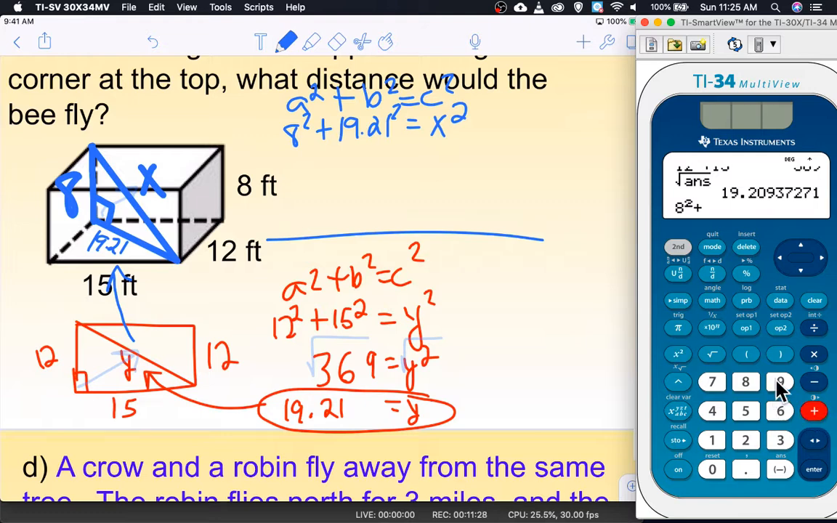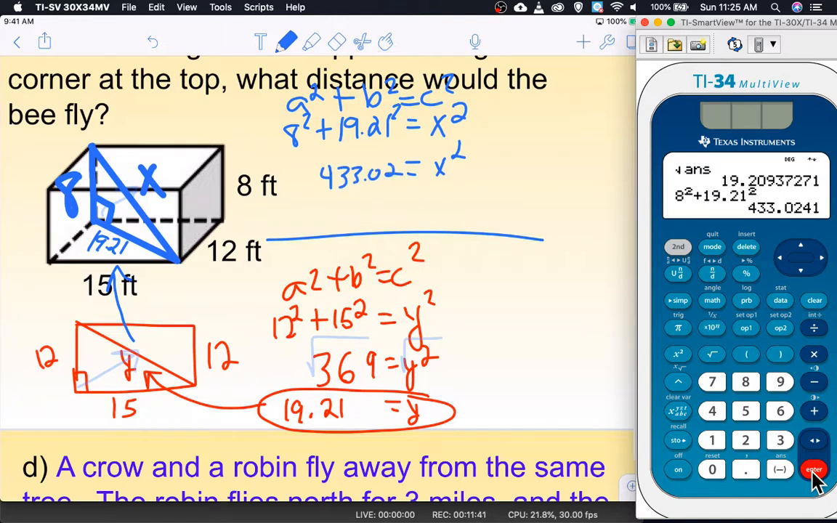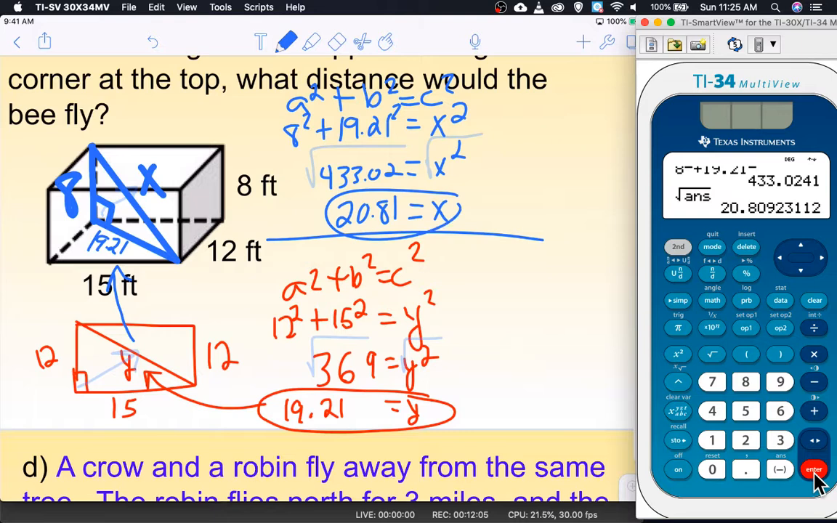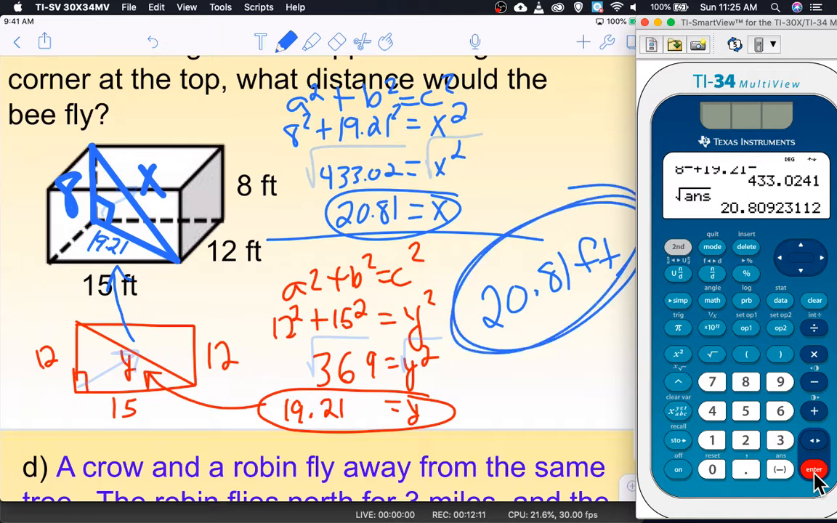8 squared plus 19.21 squared is, it's going to give us a decimal, 433.02. And then finally, when we square root both sides to make this x squared a plain old x, we're going to get the square root of that answer. And we got an answer of 20.81. So our final answer, the bee would fly a total of 20.81 feet.